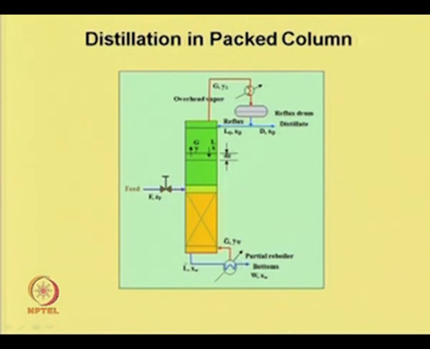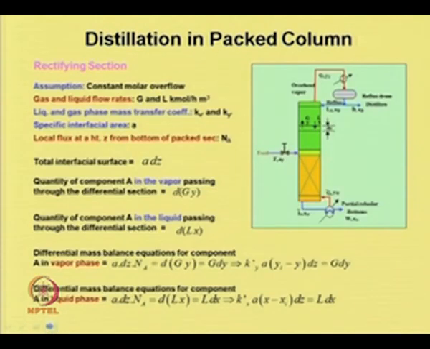Let us consider the rectifying section, how to do the balance. For the rectifying section, we have the following assumptions: constant molar overflow, liquid and gas flow rates L and G respectively, liquid and gas phase mass transfer coefficients small kx dash and ky dash, specific interfacial area a, and local flux at a particular height Z from the bottom of the packed section is NA.